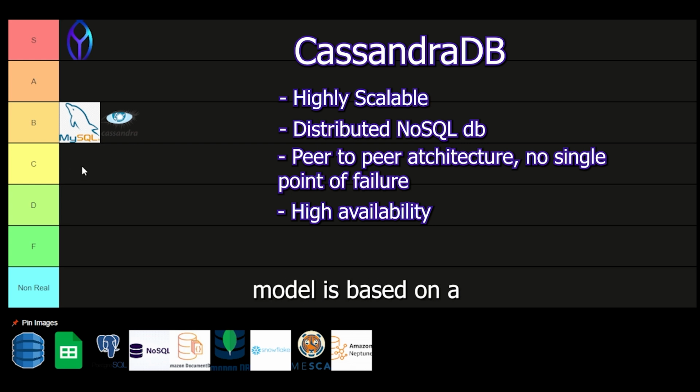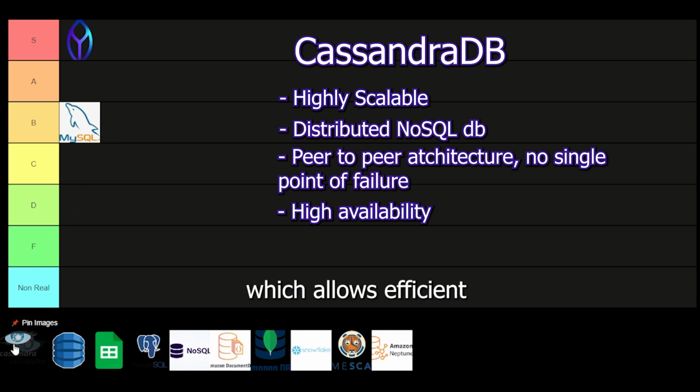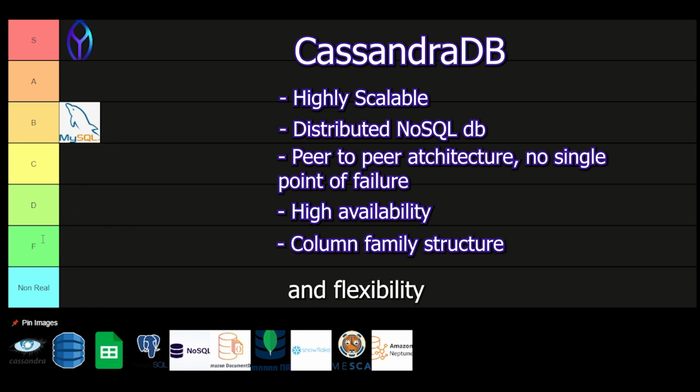Cassandra's data model is based on a column family structure, which allows efficient querying and flexibility in storing structured, semi-structured, or unstructured data. If you're unfamiliar with the column family structure versus row structure, I would say do some reading on that before throwing Cassandra around in a system design interview. I would say use it in your system design interview when you need high throughput and low latency reads and writes, and when you think your app will benefit from column-based access patterns.